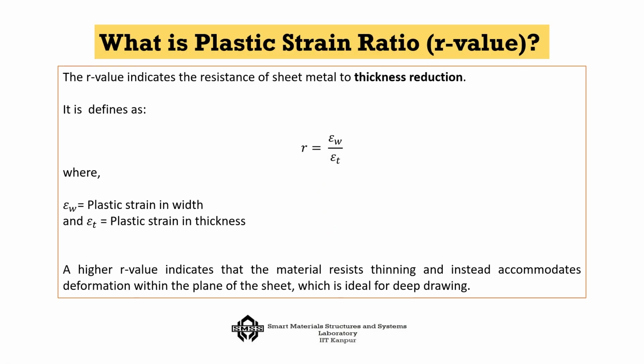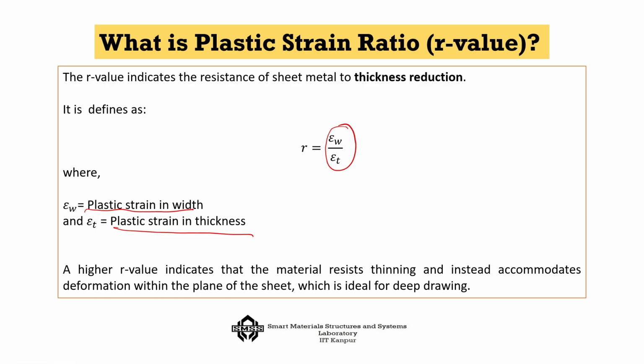Okay. How about the R value? R value is nothing but the plastic strain ratio. So, the R value essentially indicates the resistance, I told you, of a sheet metal to thickness reduction. It is defined as R equals epsilon width over epsilon t, where epsilon width is the plastic strain in width direction, epsilon t is the plastic strain in thickness direction.